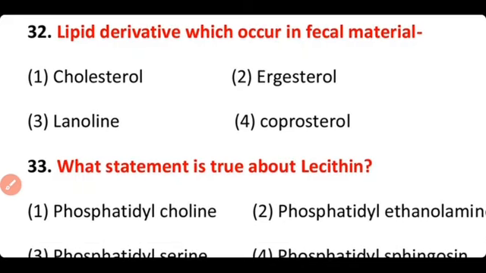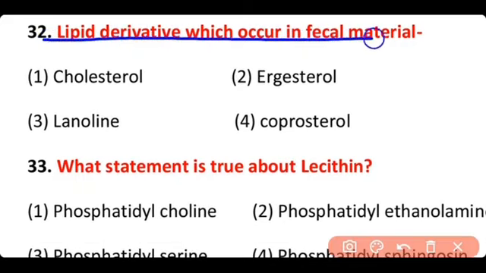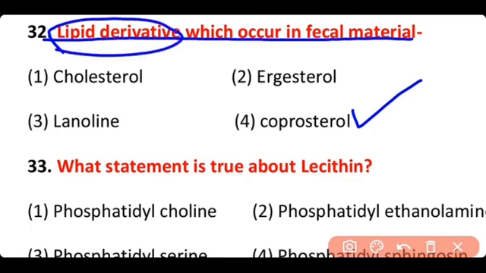Question number 32. The lipid derivative which occurs in fecal material is cholesterol, ergosterol, lanolin, or coprosterol. So the correct answer is option 4. Coprosterol is a lipid derivative that is present in fecal material.